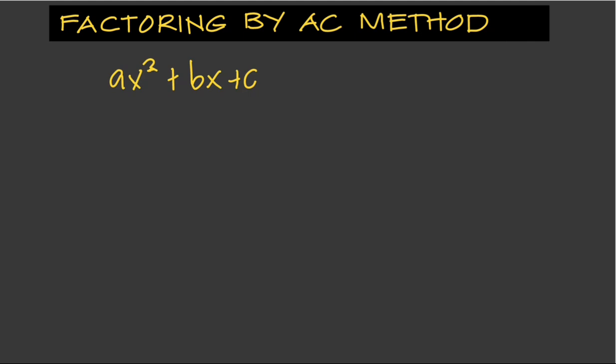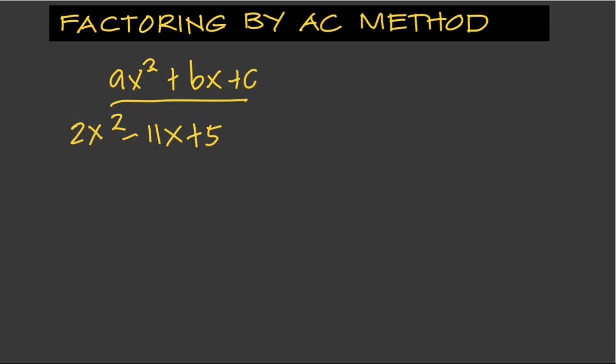So given this quadratic expression with the terms ax squared plus bx plus c, we are often asked to factor. What we are being asked to do is to find two expressions which multiply to give the original expression that is equivalent to this trinomial. Say for example, we're given this expression, 2x squared minus 11x plus 5. So how are we going to factor this by the AC method?